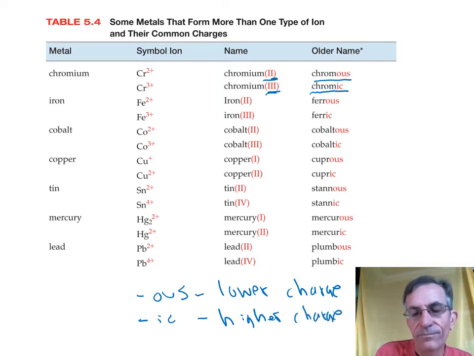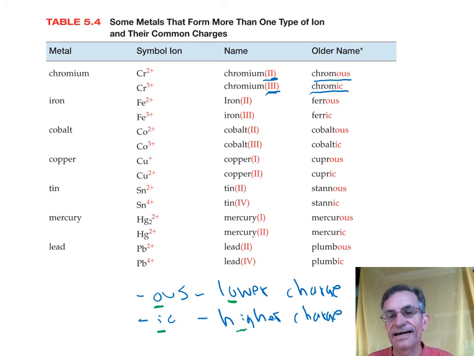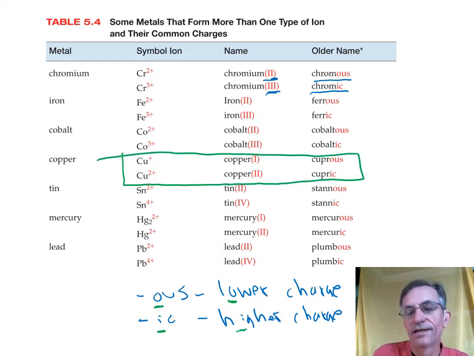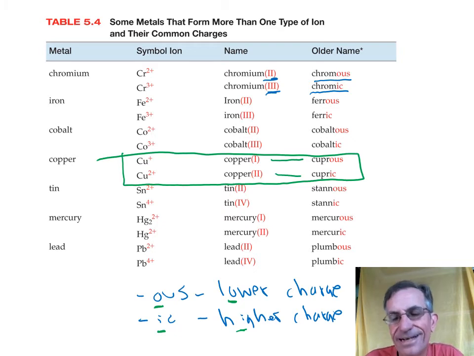So how are you going to remember that? Well, ous has an O in it, lower has an O in it. Ic has an I in it, higher has an I in it. Again, the same thing is true with copper. Copper sometimes has a 1 charge, sometimes a 2 charge. I'm typically going to tell you which one I'm thinking of with the Roman numeral. Copper 1, copper 2. You might see it called cuprous for the lower charge and cupric for the higher charge somewhere around the world. So this ous-ic system, I'm not going to spend any time on it. You might see it once in a while in your everyday life, though.